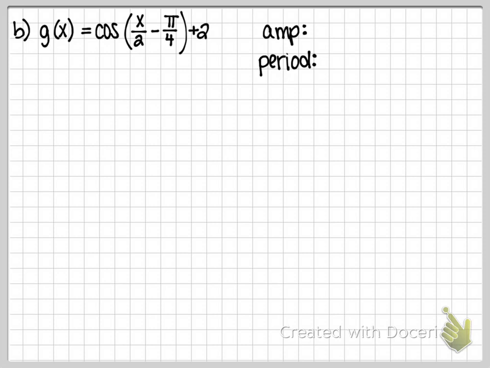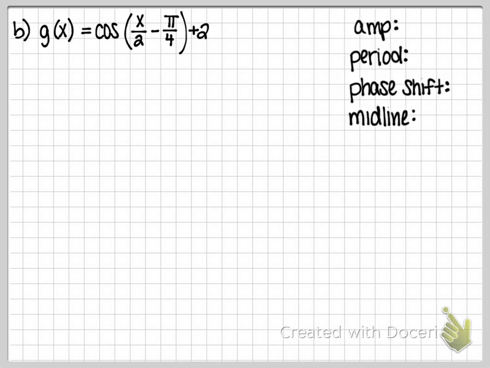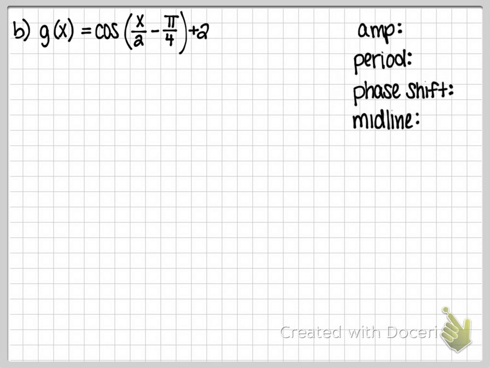Amplitude, period, phase shift, and midline. Actually, I'm going to move that over a little bit so I have some more room. There we go. So my amplitude is going to be the number out in front of the cosine. So that is 1.